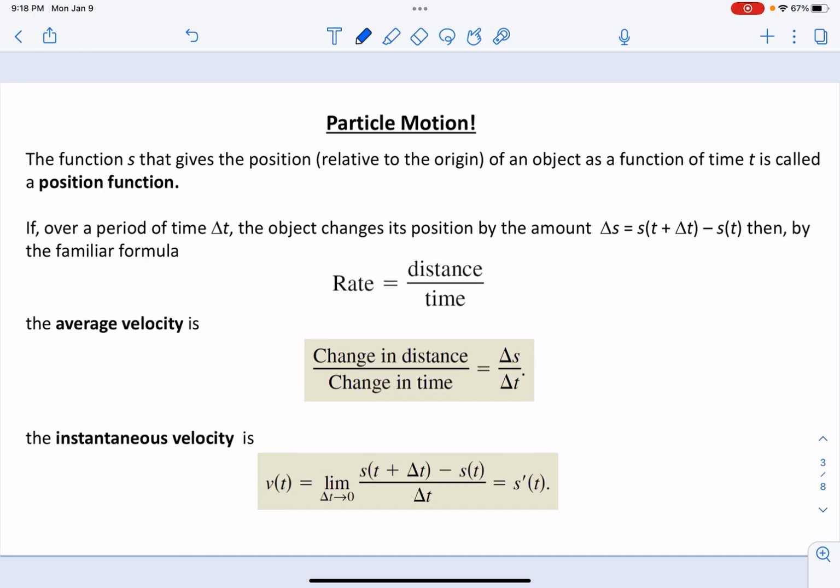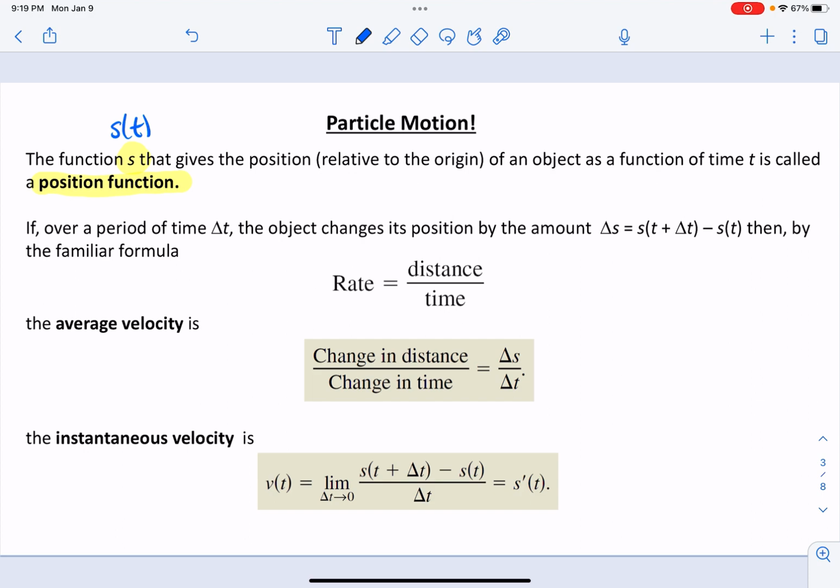So one big application that we use this on constantly is particle motion. The function s gives the position relative to the origin and is called the position function. So we have a function s, typically written as s of t, and that is our position function. If over a period of time, delta t, the object changes position by a certain amount, this is like subtracting two different positions.